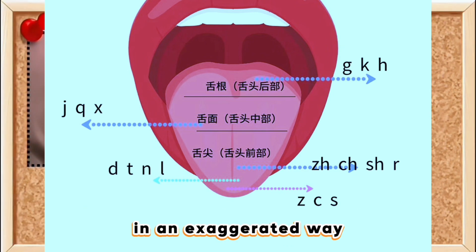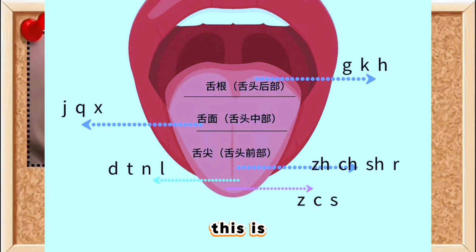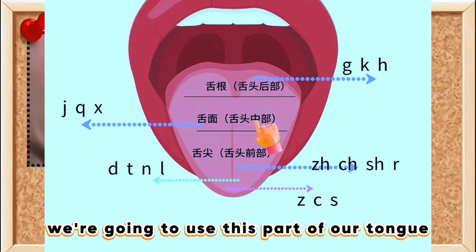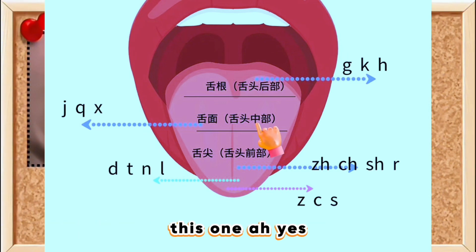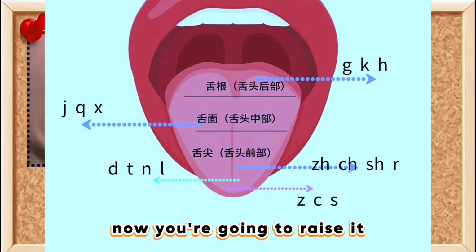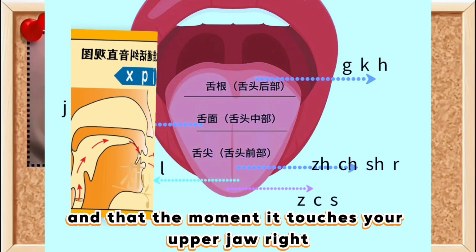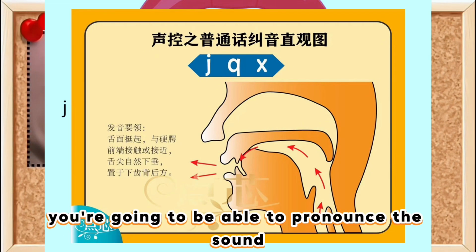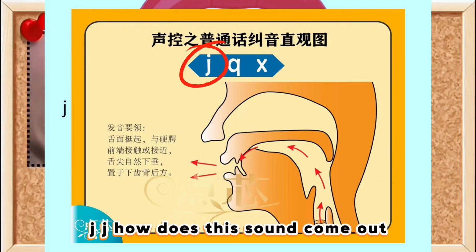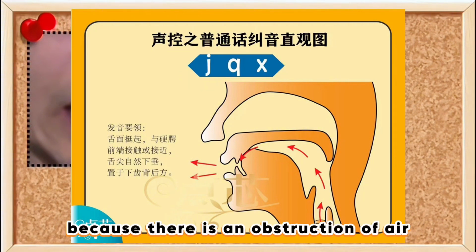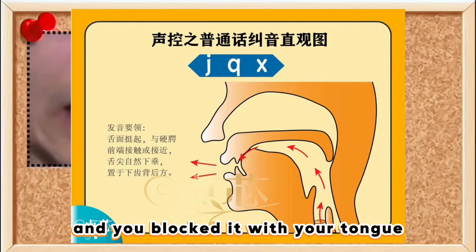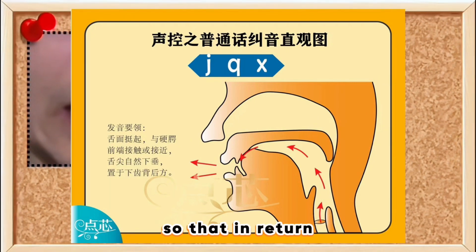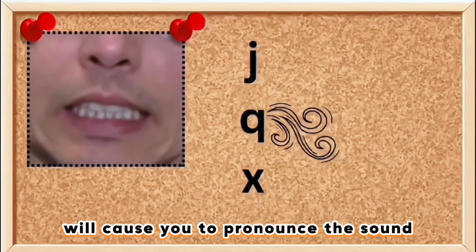that you're required to speak those sounds in an exaggerated way. So the right way to do this is we're going to use this part of our tongue that I'm showing you right now. This one. Yes, exactly. Now, you're going to raise it, and the moment it touches your upper jaw, you're going to be able to pronounce the sound ji. How does this sound come out? Because there is an obstruction of air. There was air trying to escape and you blocked it with your tongue. So that in return will cause you to pronounce the sound ji.